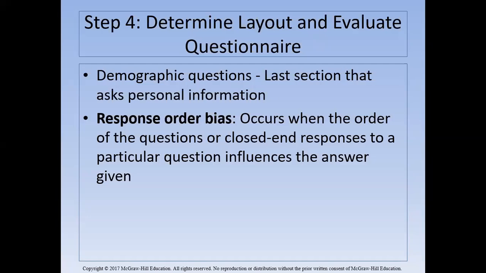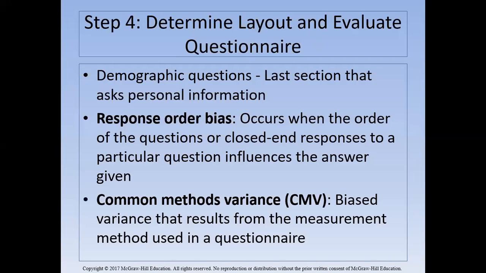Response order bias occurs when the order of the questions or a closed-end response influences the answer given. So the question saying, well, we are the best rated restaurant in Oshawa, do you like our food, or do you like our menu? So you are kind of giving the person a bias, you're putting them in a biased situation. And common method variance is bias variance that results from the measurement method used in the questionnaires.